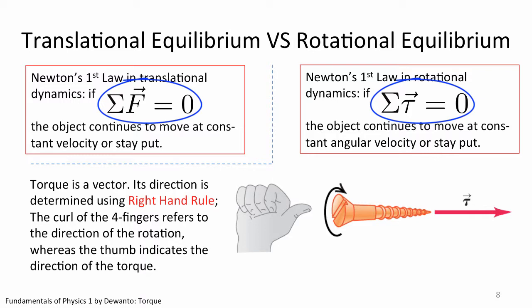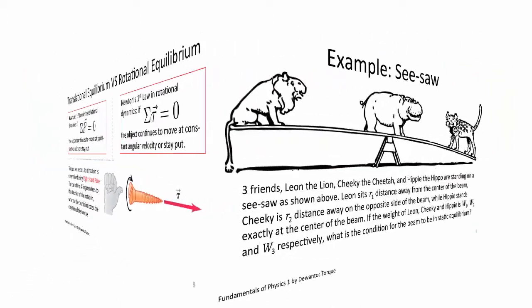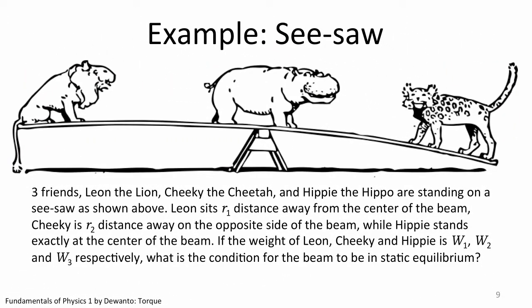I will close this video with a very simple problem whose result we are likely familiar with, the seesaw or balance beam problem. Three friends, Leon the lion, Chicky the cheetah, and Hippie the hippo, are standing on the seesaw as shown above. Leon's center of mass sits R1 distance away from the center of the beam. Chicky's center of mass is R2 distance away on the opposite side of the beam, while Hippie stands exactly at the center of the beam. If the weights of Leon, Chicky, and Hippie are W1, W2, and W3 respectively, what is the condition for the beam to be in static equilibrium?